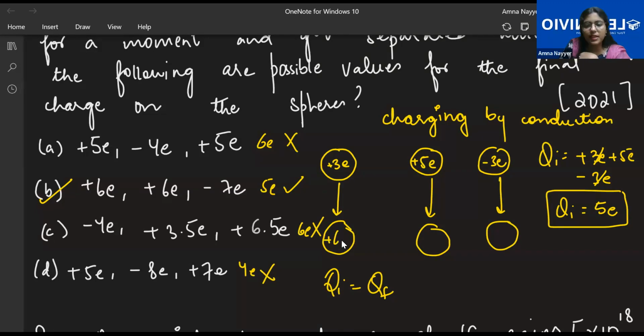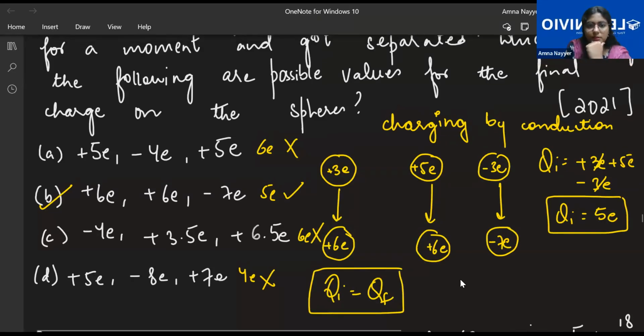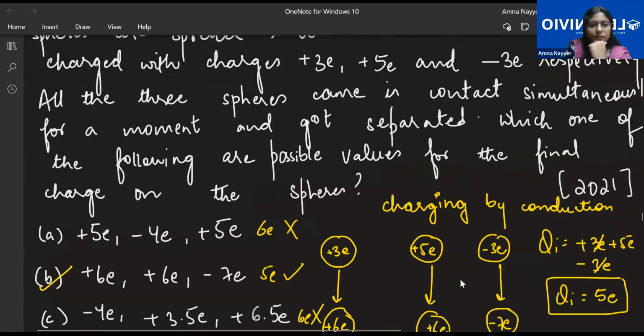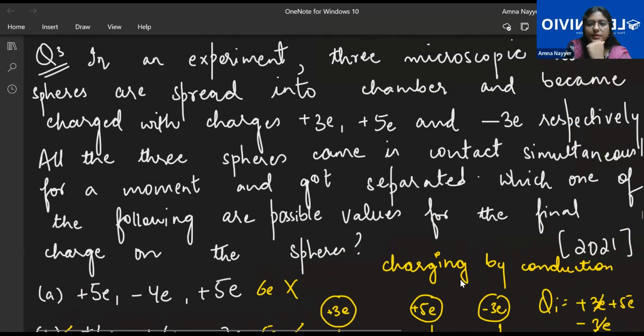If this becomes plus 6e, and this becomes minus 7e, initial charge and final charge will remain the same, and conservation of charge won't be violated. Is this question clear to you? This came in your section A, multiple choice question. Okay, write it down once. Then we'll discuss two more questions.